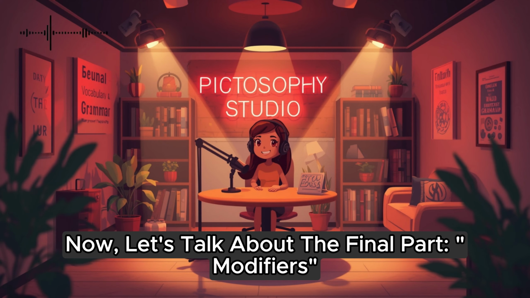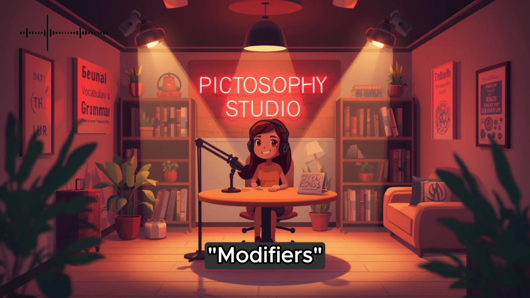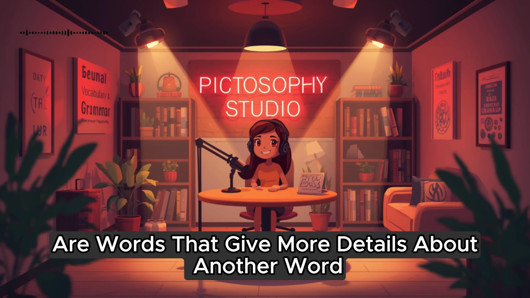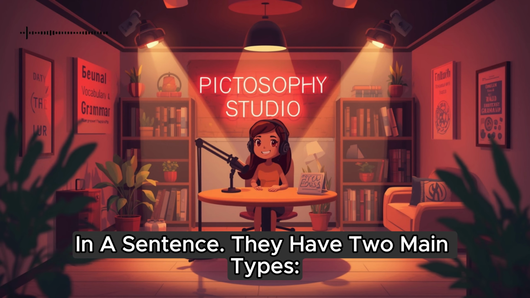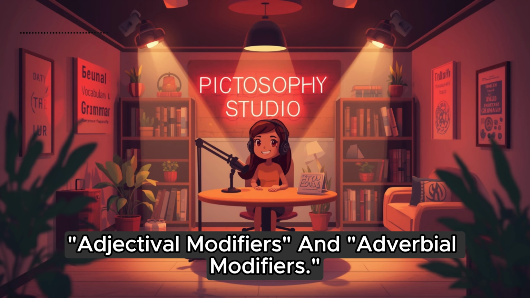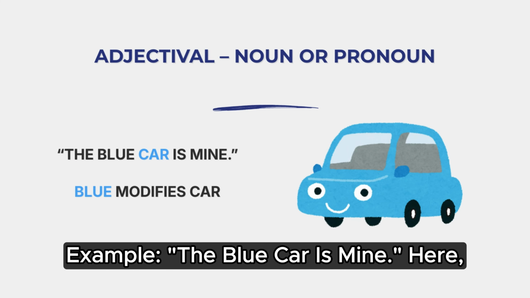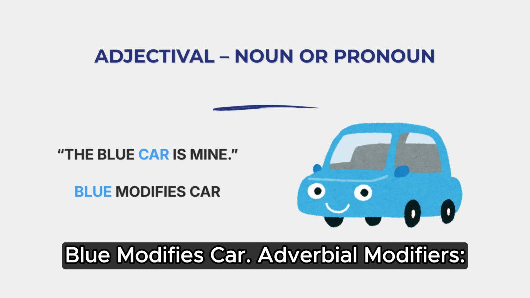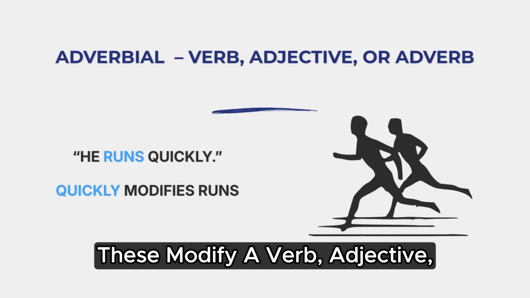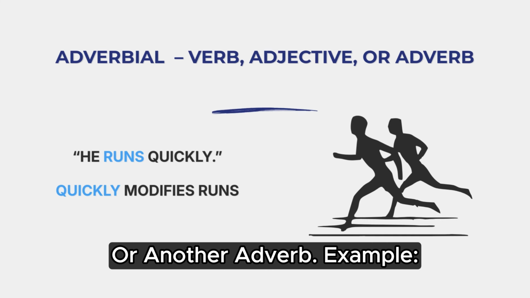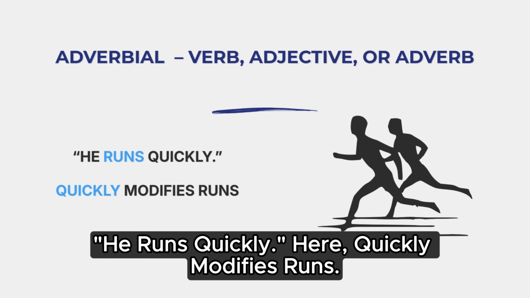Now, let's talk about the final part, modifiers. Modifiers are words that give more details about another word in a sentence. They have two main types, adjectival modifiers and adverbial modifiers. Adjectival modifiers. These modify a noun or pronoun. Example, the blue car is mine. Here, blue modifies car. Adverbial modifiers. These modify a verb, adjective, or another adverb. Example, he runs quickly. Here, quickly modifies runs.